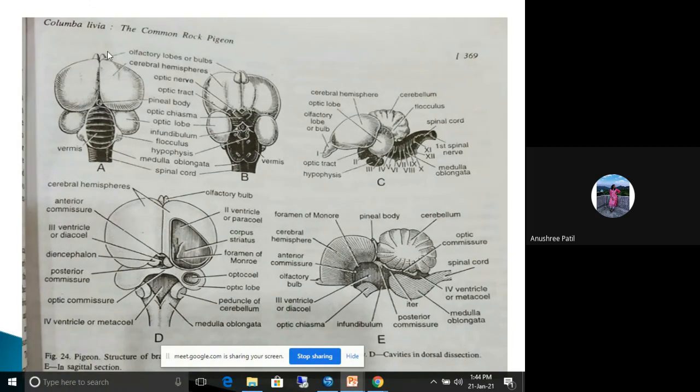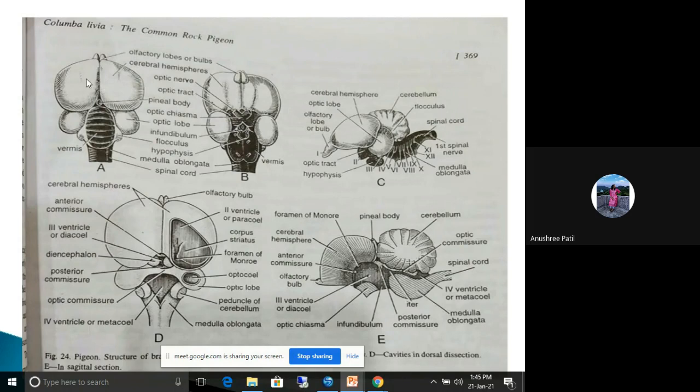The forebrain consists of the olfactory lobe, cerebral hemisphere, and diencephalon. The diencephalon is also covered by the cerebral hemisphere, and there are also the two lateral optic lobes and the cerebellum. The cerebral hemisphere is well developed because of the instinctive behavior of the bird. All are aerial animals, with a high degree of intelligence and instinctive behavior. The cerebral hemisphere has a cavity called the lateral ventricle or paracele.